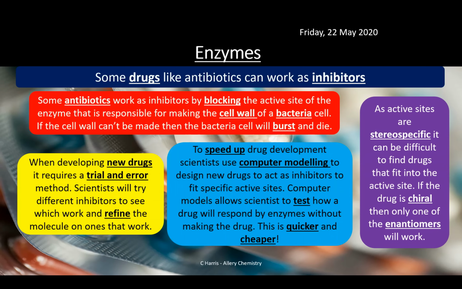And to speed up drug development, scientists use computer modeling to design new drugs to act as inhibitors to fit stereospecific active sites. The computer models allow us to test how a drug will respond without actually making the drug. And this is brilliant, because if you make a drug and trial it, and it doesn't work, then you have to make another drug, and another one. It could take absolutely ages. So using computer modeling, we can design a molecule specifically to fit into that site, then get it out to manufacture, then get it into clinical trials.